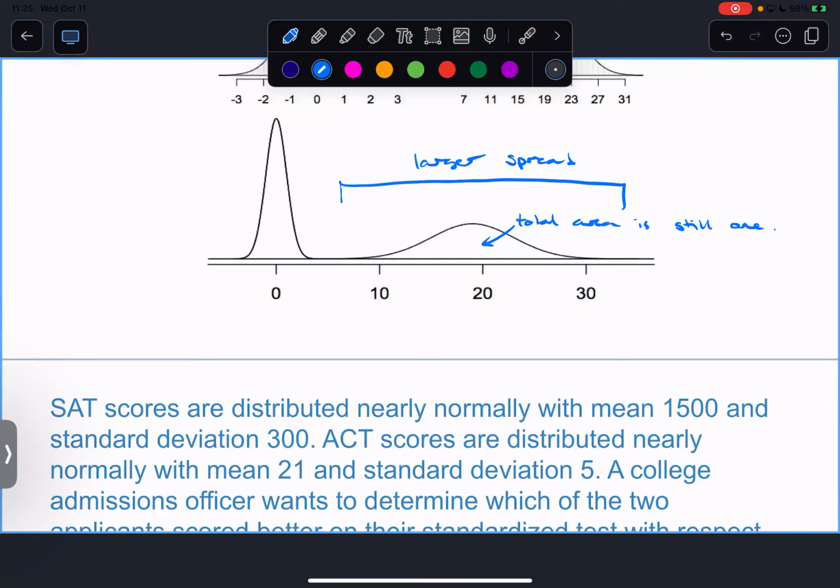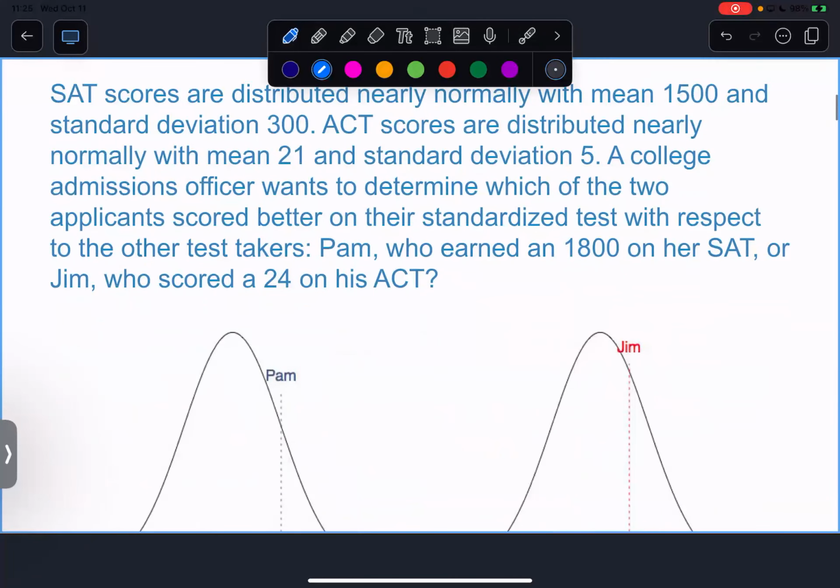When would we use this? Well, we use it to compare different distributions. We use it to compare observations from different distributions. And so the standard example is the SATs versus the ACTs. I didn't write either of those because we're not in the States, but maybe you have. And so the scores are on different scales, okay?